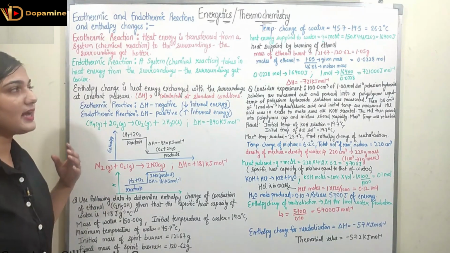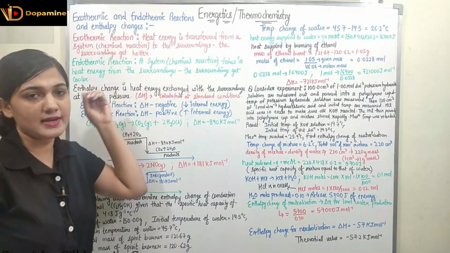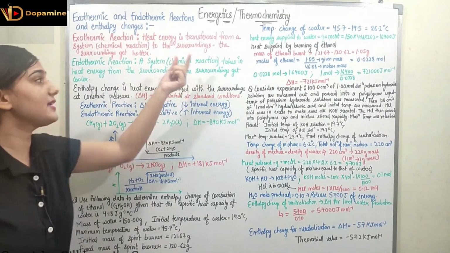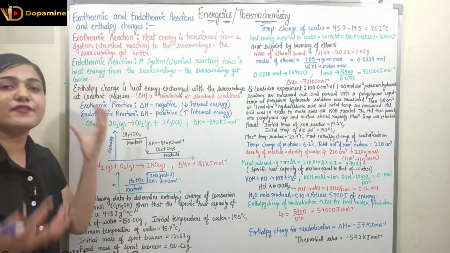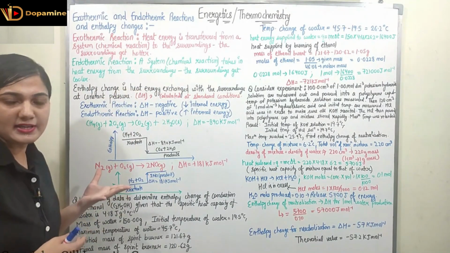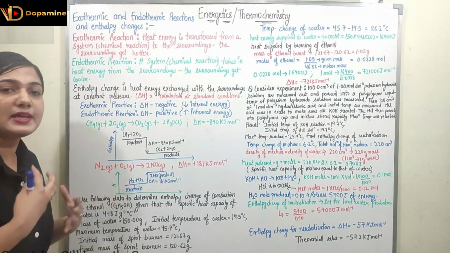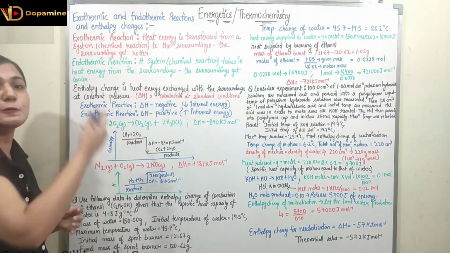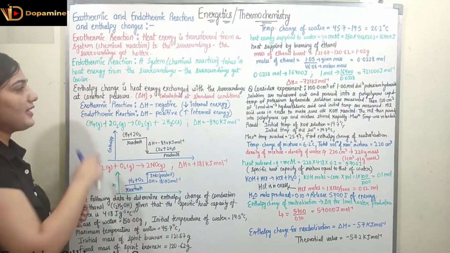Coming to the endothermic reaction, here again the system is the chemical reaction. The chemical reaction takes in heat energy from the surroundings, right? To have the given chemical reaction, we require some heat. The heat is taken from the surroundings. The surroundings get cooler.